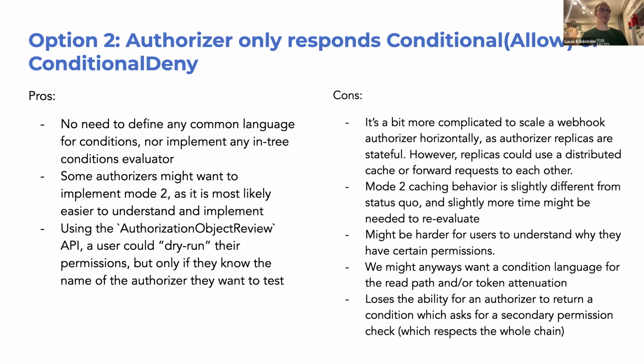And using this, whatever we call it, authorization object review, I don't know, the user could dry run their permissions against some concrete objects, for example: create, here is my new object. Could I, with this concrete implementation, create this? And you will get yes or no back.